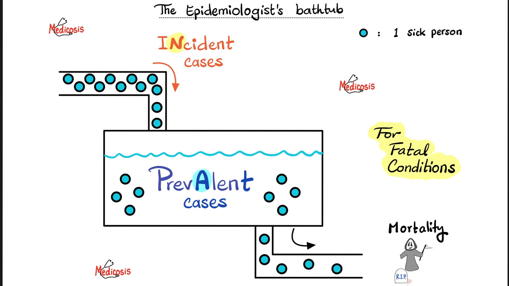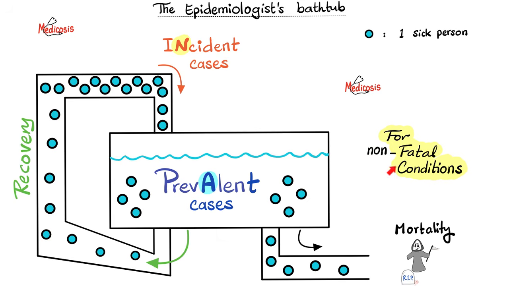So what's the input? That's the incident cases, all right? And then what's in the pool, that's the prevalent cases. Oh, all cases, that's the prevalence. And if this is a deadly disease, some people unfortunately will pass away. And when they pass away, they are removed from the pool of prevalence.